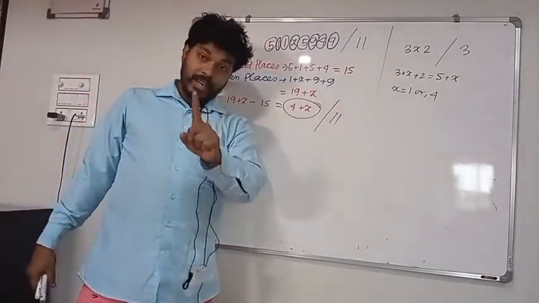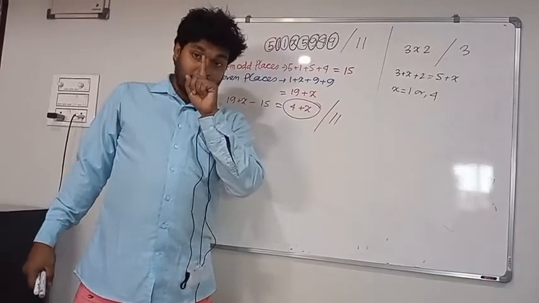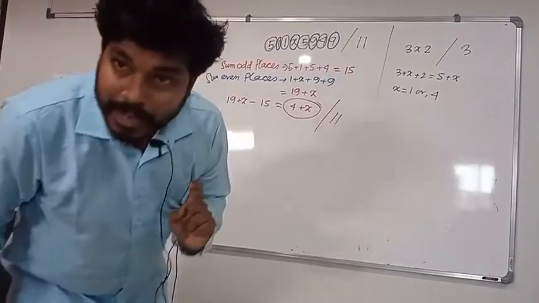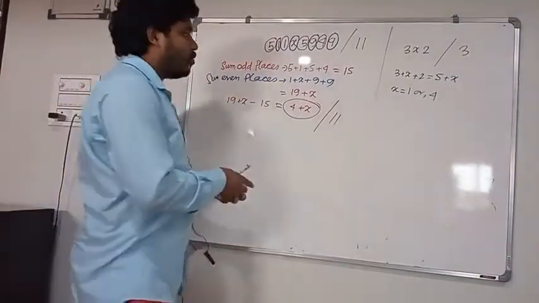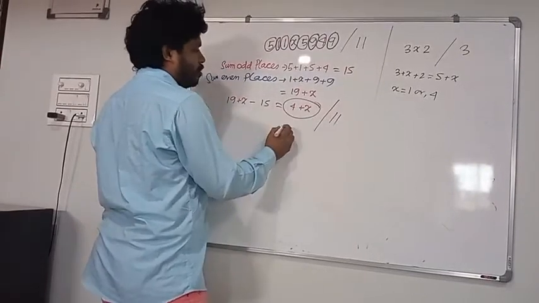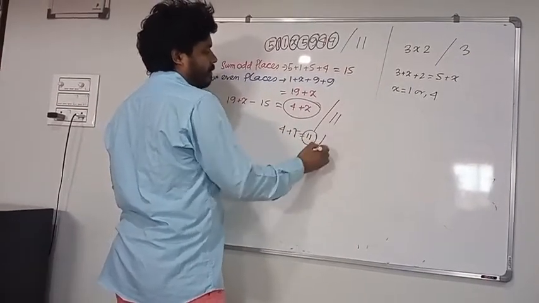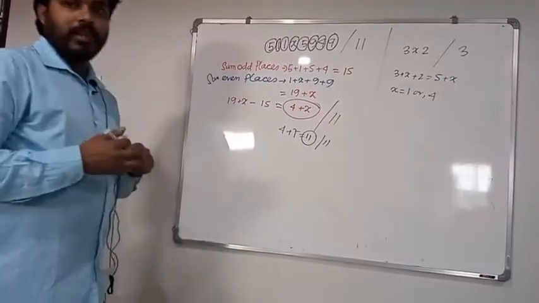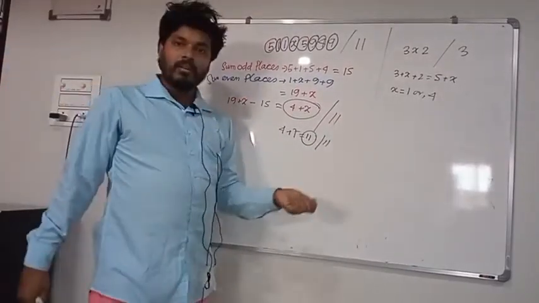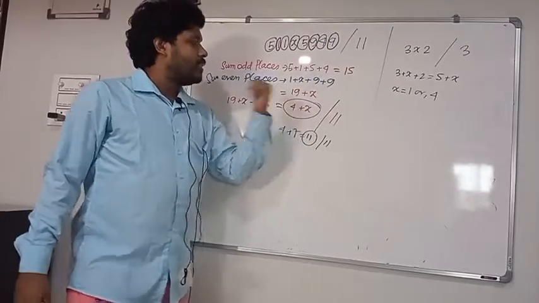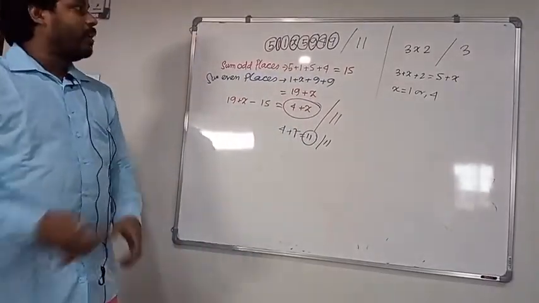x is a digit. Sir, it can be 7. Because x is a single digit. So x must be 7, because 4 plus 7 is equal to 11, and this 11 is divisible by 11. So the value of x is 7. Is it clear, everyone? Yes.